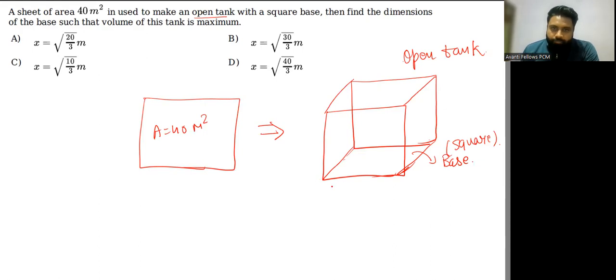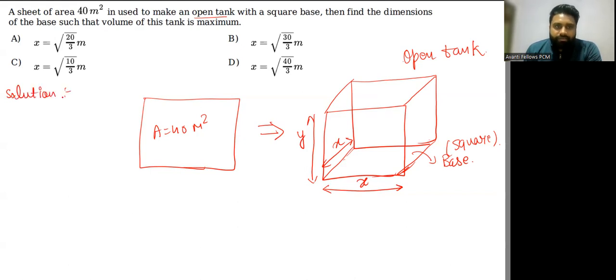Now, let us assume the base has a length x. So this length should also be x, because this is a square. All the sides are equal. And let's say this length is y, the height. So for volume, we are going to need this. So we are going to write the volume of this tank.